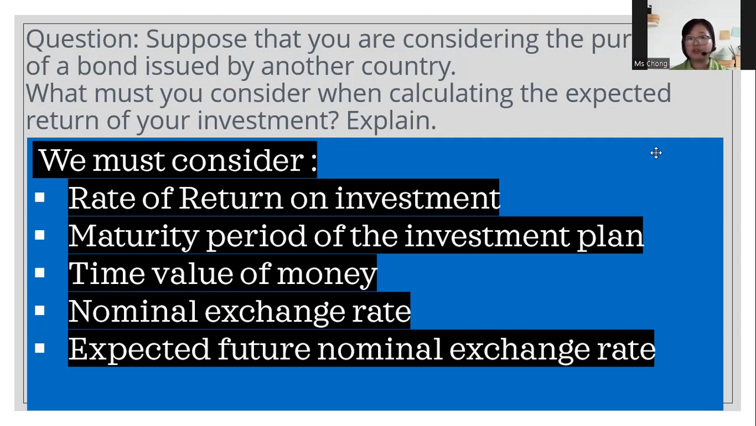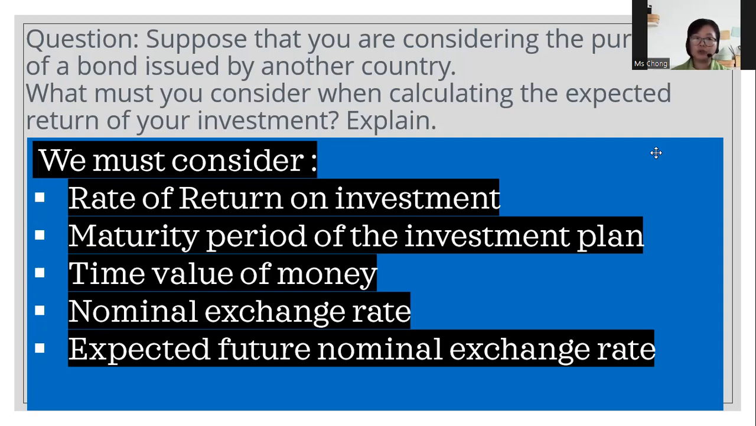By knowing the maturity periods, we can use the periods to find out the value of the return after 10 years or after 5 years. That is what we call the time value of money. And of course, this question is about overseas bond purchasing. If it is linked to overseas investment, we have to consider the nominal exchange rate and also the expected future nominal exchange rates.